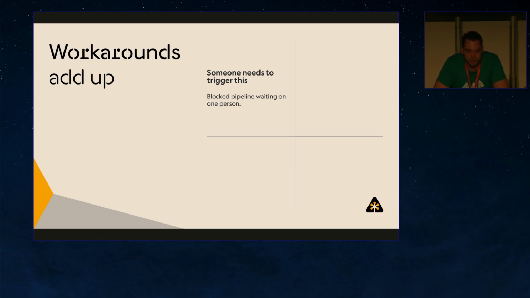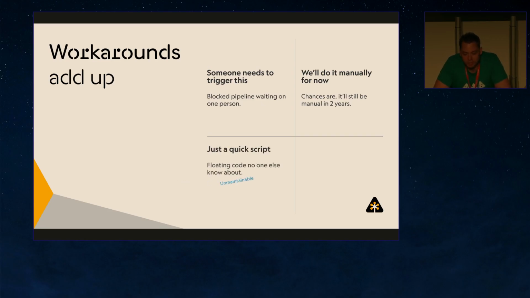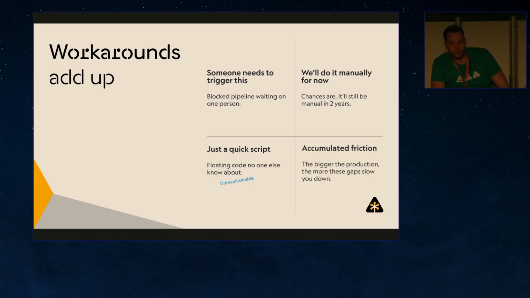becomes the pipeline being blocked or waiting on someone else. Or you'll do it manually for now, maybe a few days, which means you're going to do it forever. And that manual quick script is always you running it, so no one else knows how it works, or even knows what it is, or that it exists. It results in accumulated friction, which especially adds up in bigger productions.